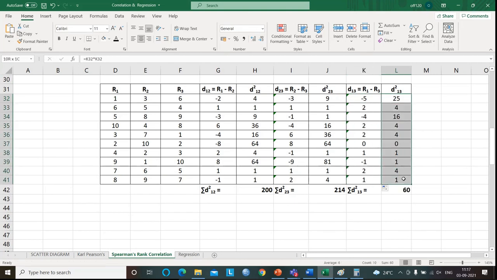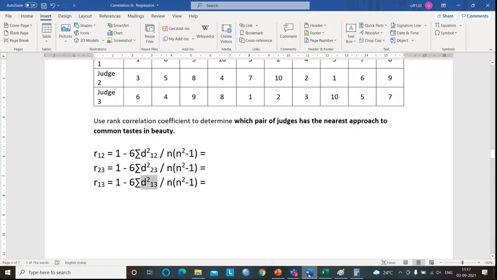Now, I also got the d13 square value, which is equal to 16. Now, let us copy these values onto our formula. Our first formula is 1 minus 6 into summation d12 square. The summation of d12 square is 200, divided by 10 into 10 square minus 1. This is the complete expression.